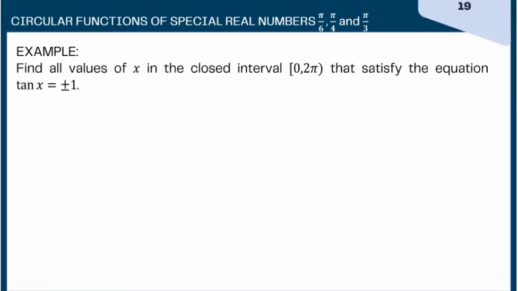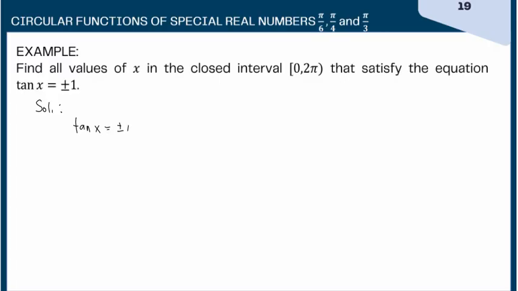Okay? So, the next example: we need to find all values of x in the closed interval 0 to pi that satisfy the equation tangent x is equal to negative 1. Basically, what you're going to do is the same thing in our solution. Then, we are going to find our x value.